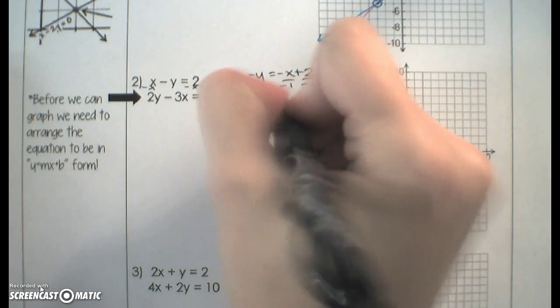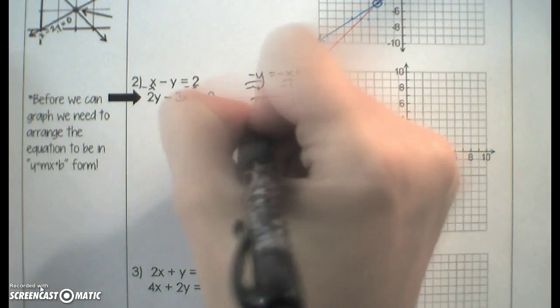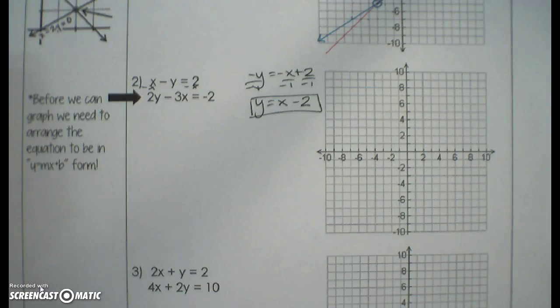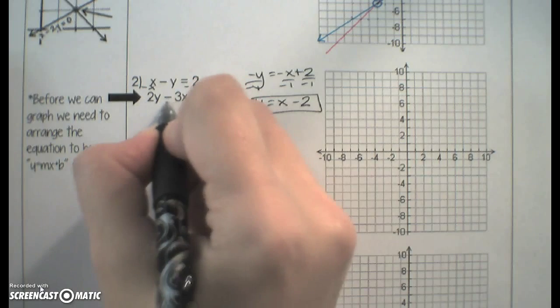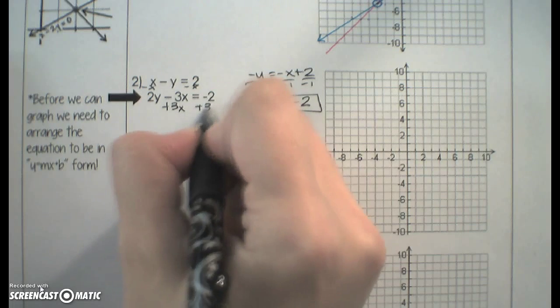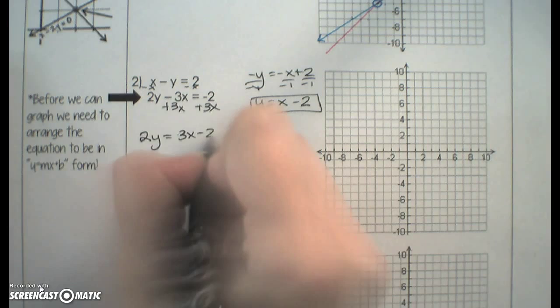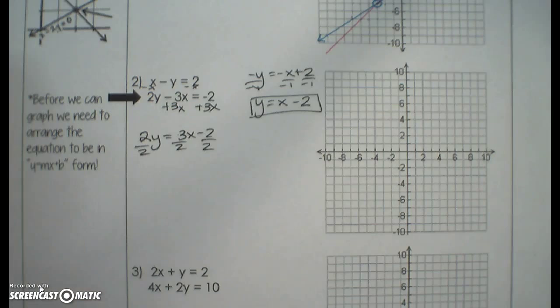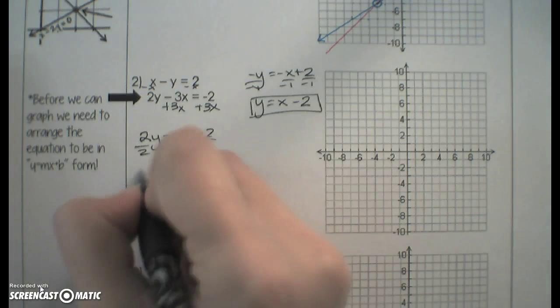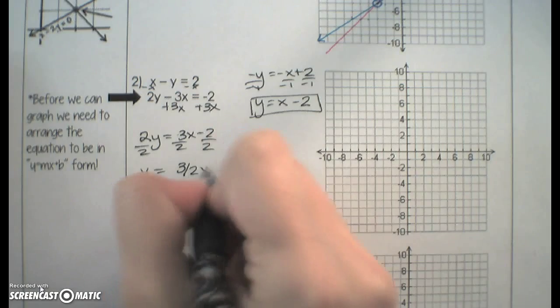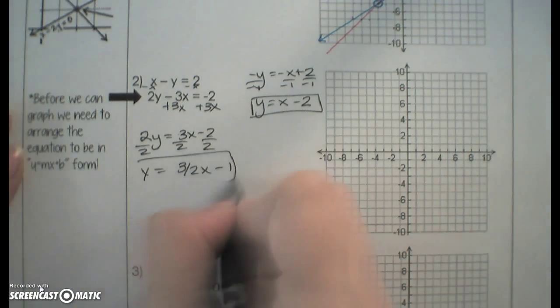Y equals x minus 2 is one equation. And then over here, add 3x. Again, our goal is to get y alone. And divide by 2. Make sure to divide every single thing. So y equals 3/2 x minus 1. All right, let's graph it.